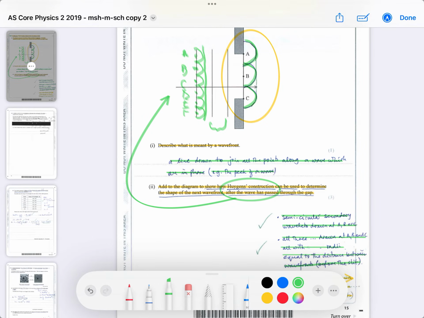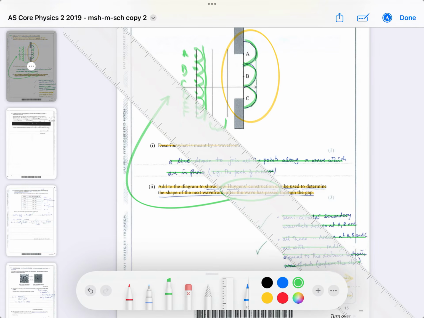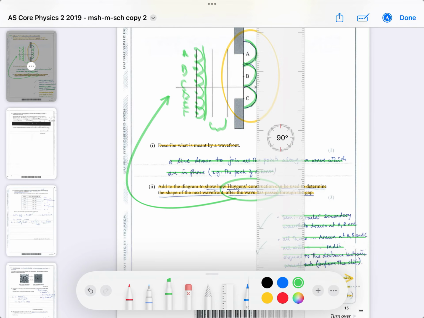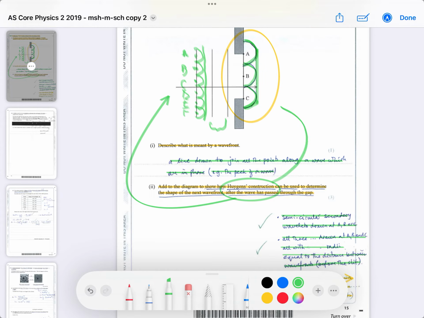You then join all the tangents with a straight line, so you could actually put a ruler there and draw all the tangents, and then you curve them at the ends where there are no more wavelets. And that's how you draw the new wavefront. So you see it's curved on the edges and straight in the middle. And that's how you use Huygens construction for points A, B, and C.